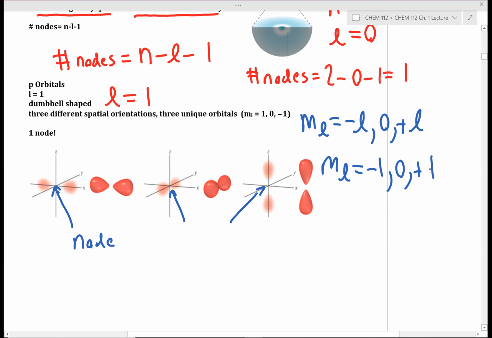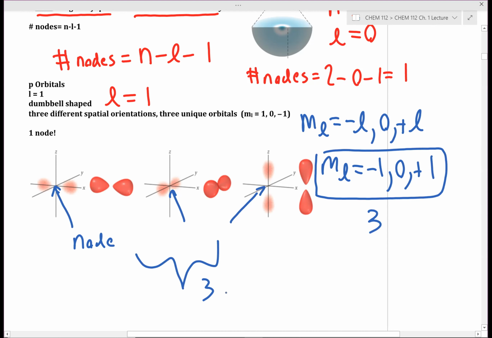As a consequence of this, how many unique ML values do we see? How many unique orbitals do we see? 3, yeah. So we have 3 unique ML values. As a result, we have 3 unique orbitals for the p subshell. Does that make sense? How the quantum numbers determine the number, shape, size, and orientation of each of these orbitals in each subshell.